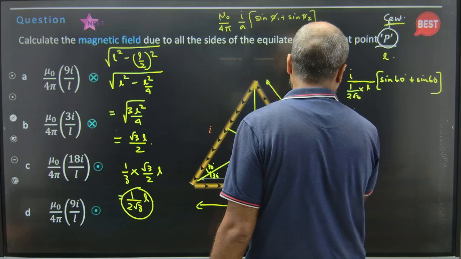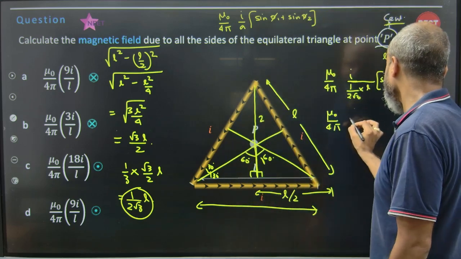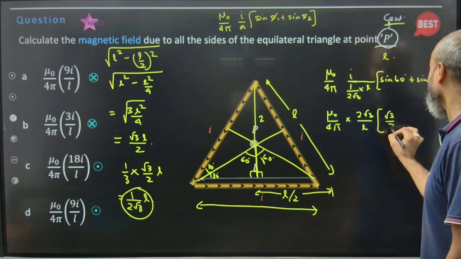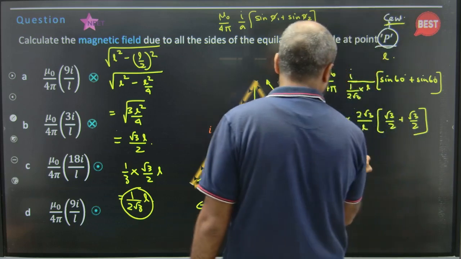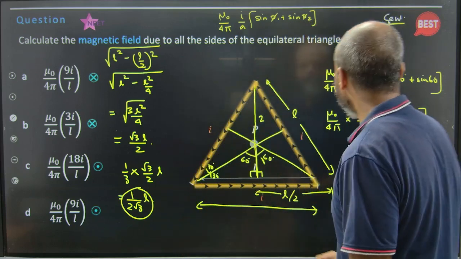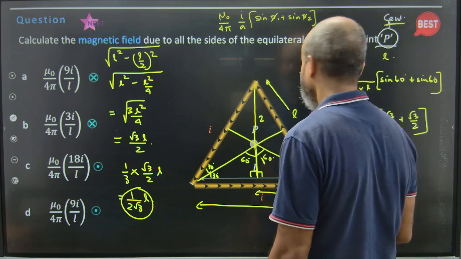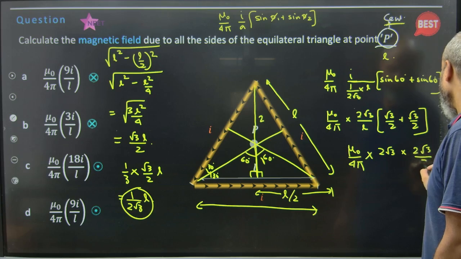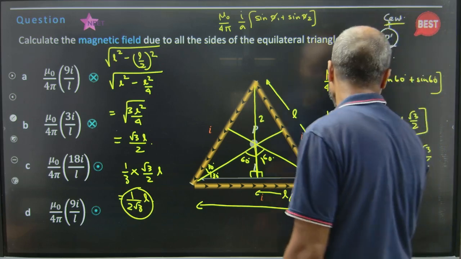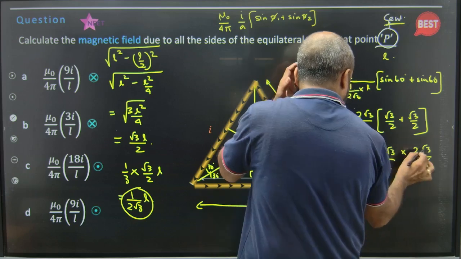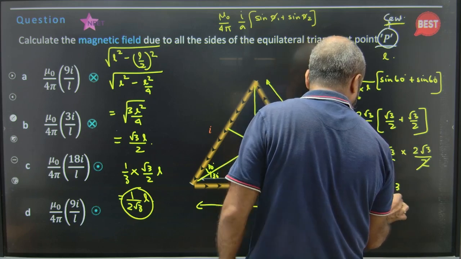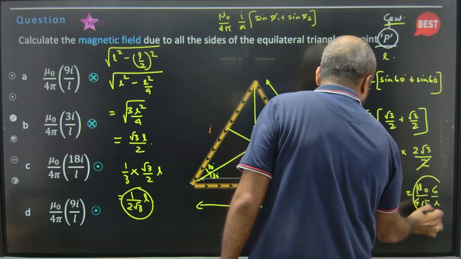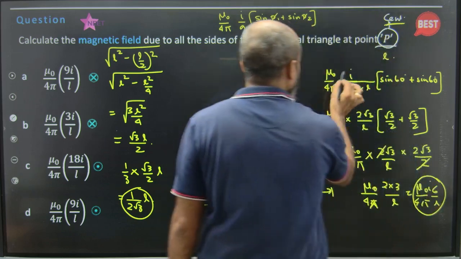So this will be mu naught by 4 pi. This is going to go up, that is 2 under root 3 by L. Sine 60 will be under root 3 by 2. So that is mu naught by 4 pi, this is 2 under root 3, into this will also be 2 under root 3 by 2, this is L. So this 2 and this 2 get cancelled. So this will be mu naught into 3 by 4 pi L. So that is mu naught by 4 pi, mu naught I, 6 by L.